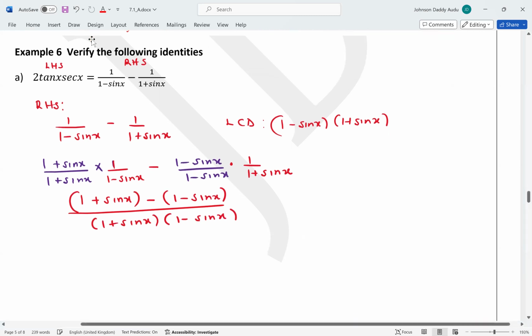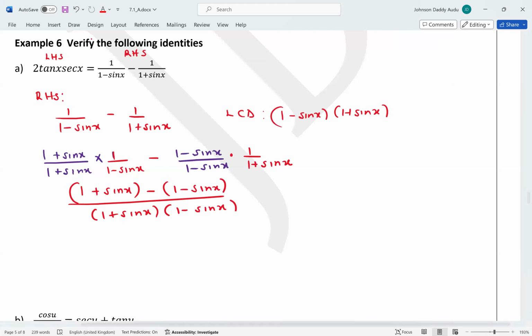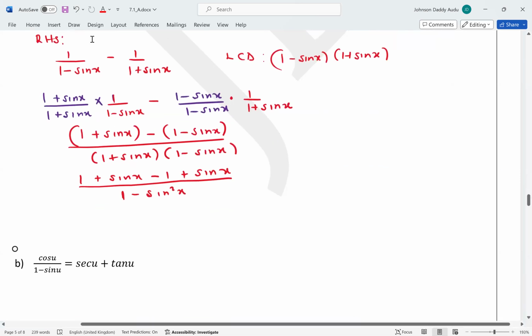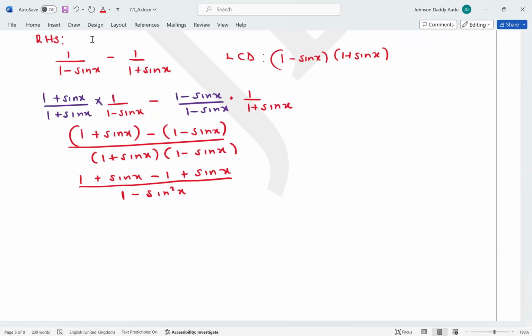Okay, let's go ahead and simplify. This will be 1 plus sine x. If you expand the bracket with the minus, you'll have minus 1 plus sine x. Now, the denominator is a difference of 2 squares, so this is just 1 minus sine squared x. Then we can easily take away this 1 and 1, so we will just have 2 sine x over 1 minus sine squared x. Also, from the denominator, you can see that this becomes cos squared x.